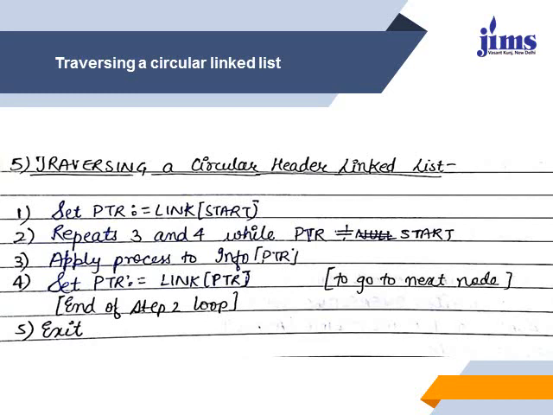What process are we repeating? We are processing the information part of the pointer, that means the current node. This process is a procedure which can be reading, writing or manipulating the data. We are not concerned with that. Once we have processed the information part of the current node, we will set the pointer to be the link of the pointer, which will now move to the next node. Then we will end the loop of step 2, which we had already started, and we will exit.